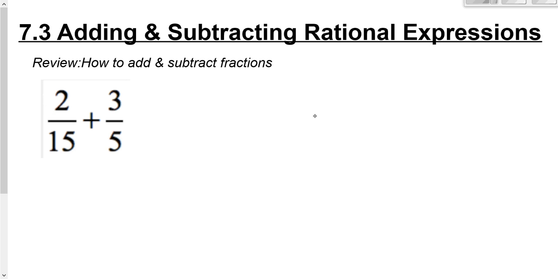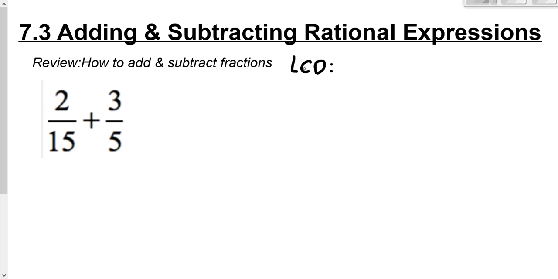In 7.3, we are adding and subtracting rational expressions. So first, let's review how to add and subtract fractions without a calculator. One of the keys is you need the LCD, which stands for lowest common denominator. So LCD. Once again, lowest common denominator.